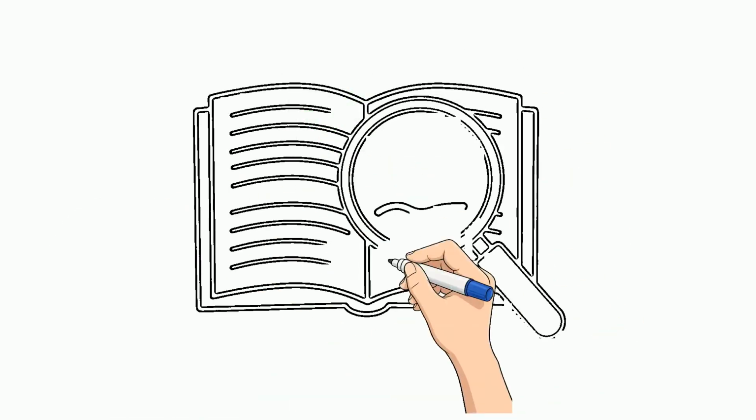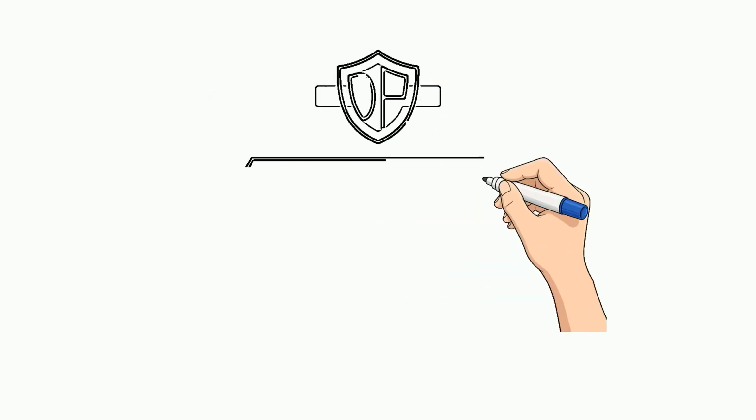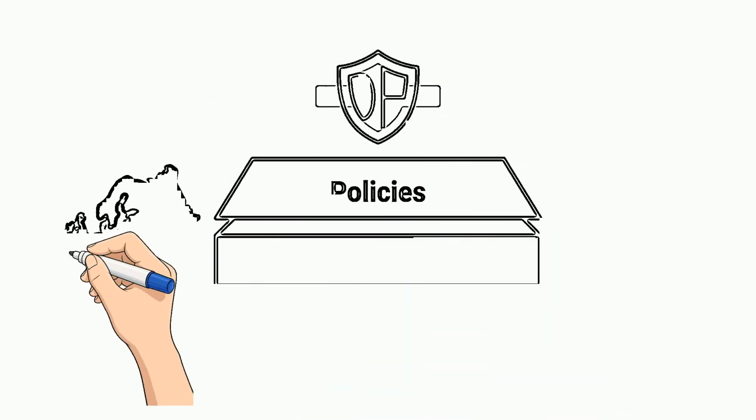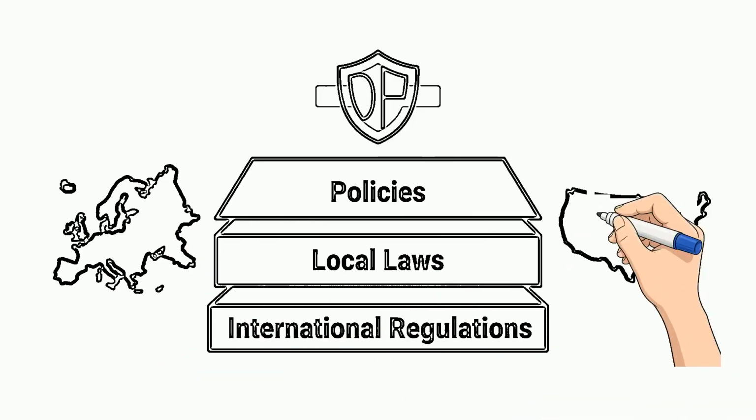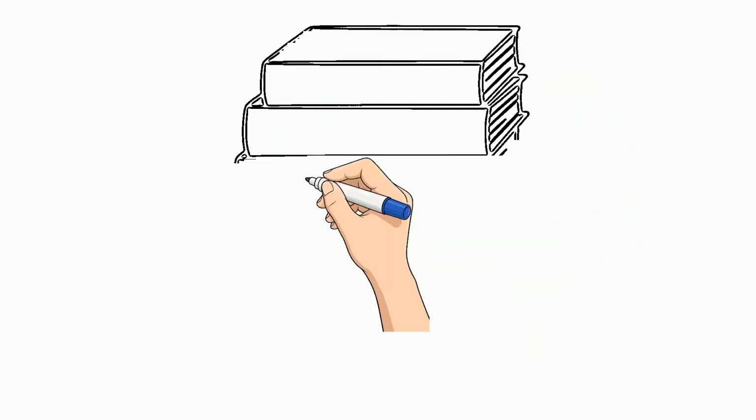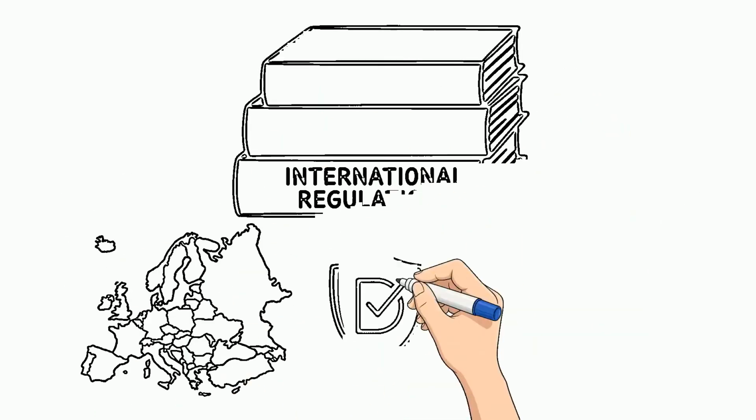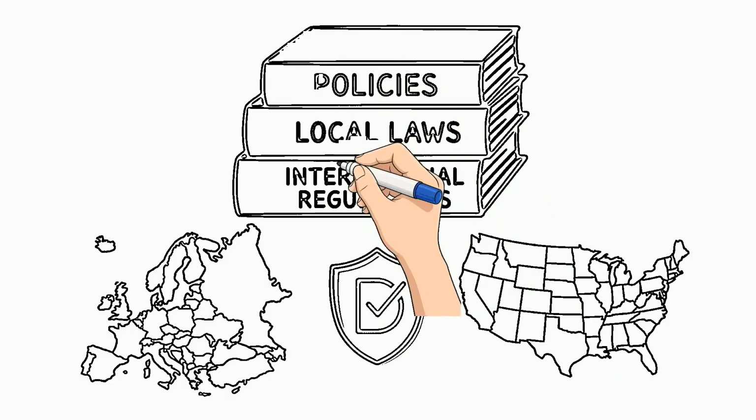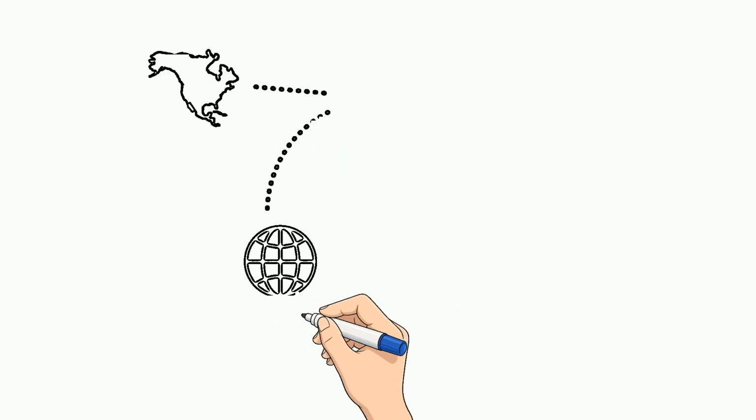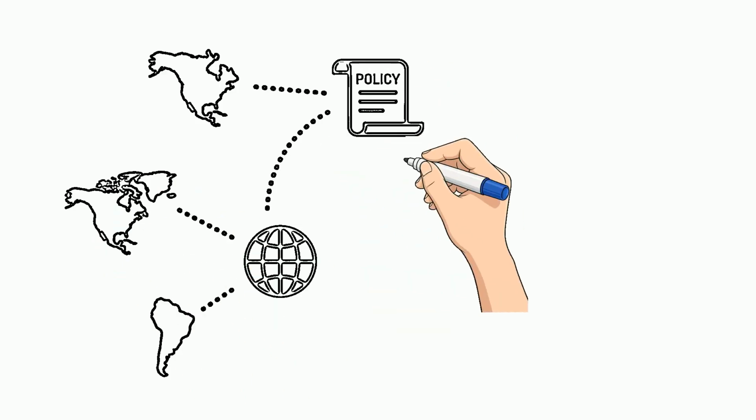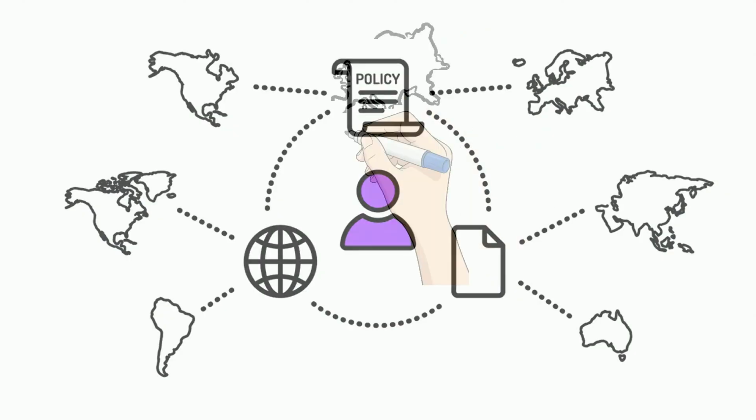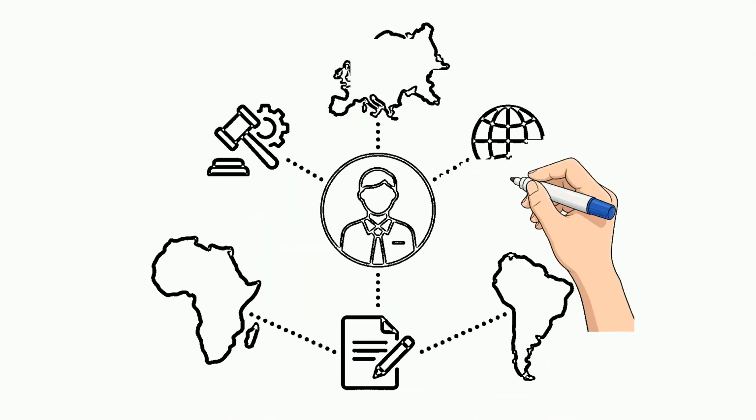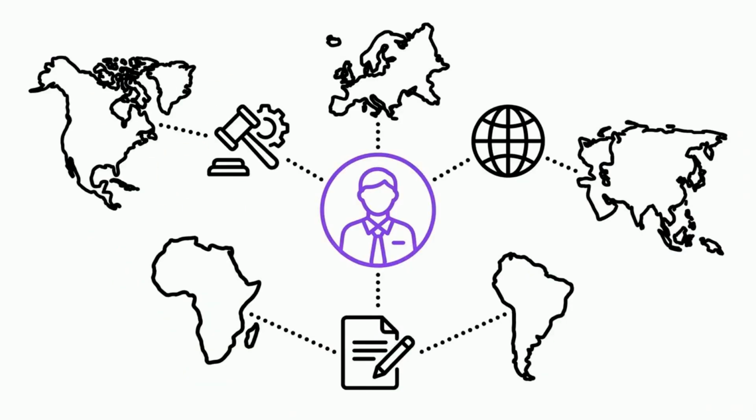First, know the rules that apply to you. Every organization has policies, but in a global company, there are also local laws and international regulations. A data privacy rule in Europe may be very different from one in the United States. So you must understand the policies that apply to your role. You must be aware of regional regulations where you operate. And most importantly, never assume that one rule fits all.